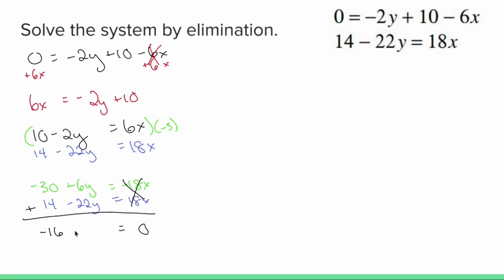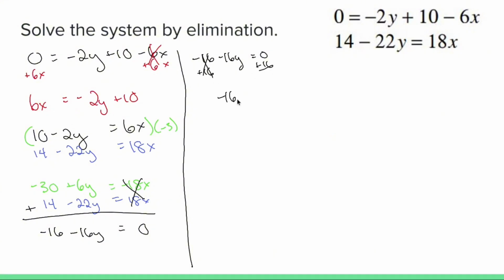What is this? Negative 16 minus 16y equals 0. Let's write that up here. I'm just rewriting it. Let me block that off. Negative 16 minus 16y equals 0. Let's add 16 to both sides. Negative 16y equals 16. Divide both sides by negative 16. And y will equal negative 1.